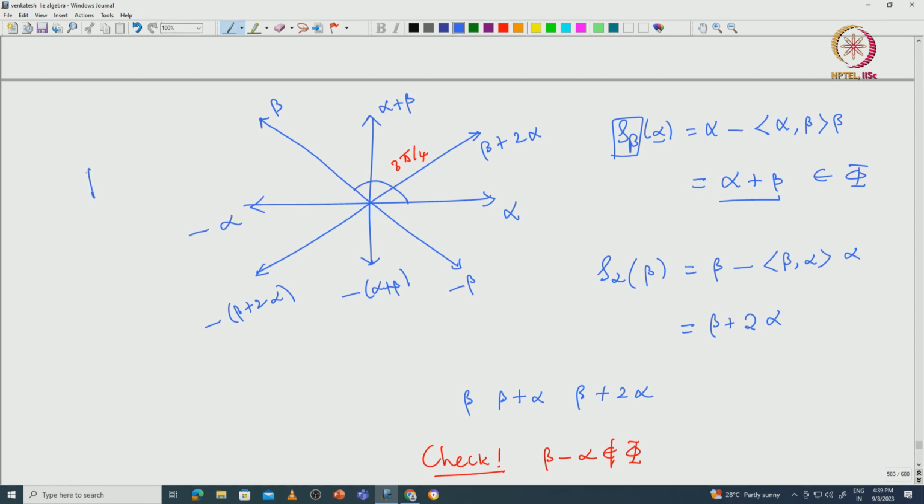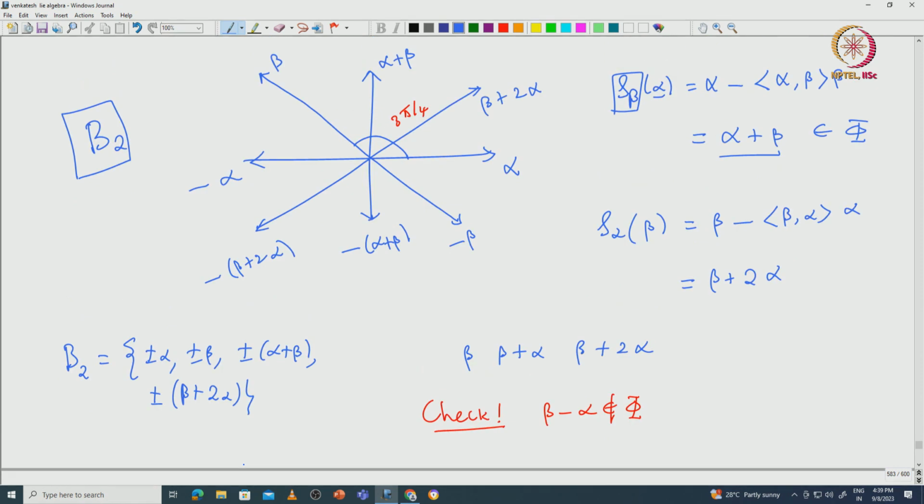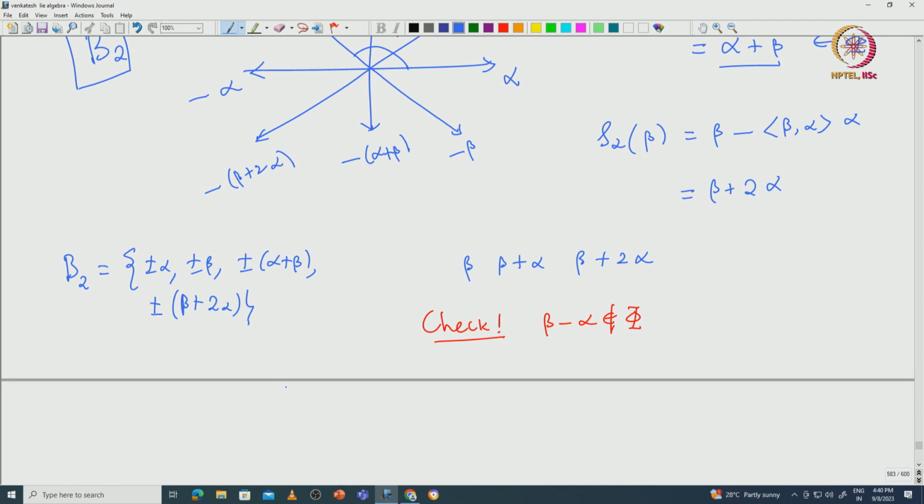So, this root system is called B2. What is B2? B2 is going to be plus or minus alpha, plus or minus beta, plus or minus alpha plus beta, plus or minus beta plus 2 alpha, that is all. So, these 8 roots will form a root system. I will leave it to you to check that this indeed forms a root system.